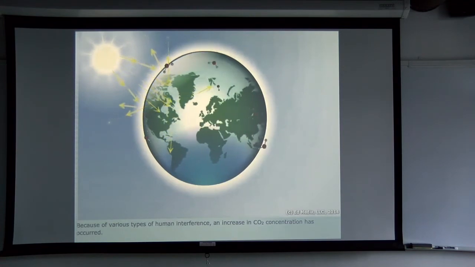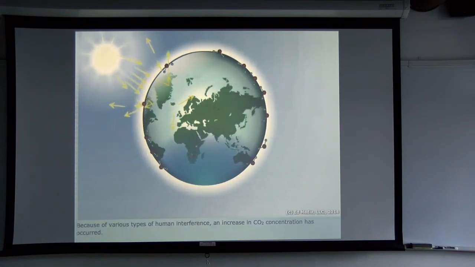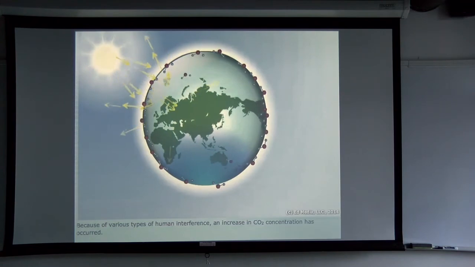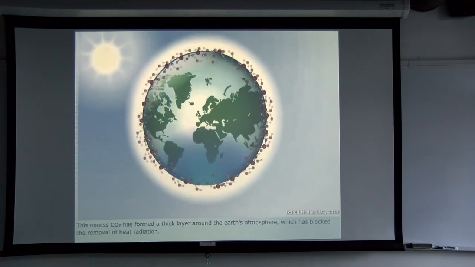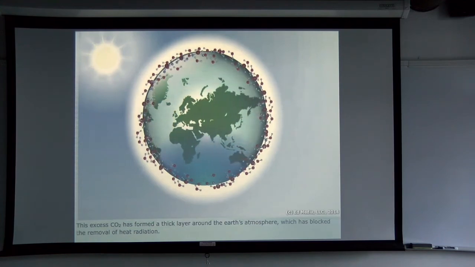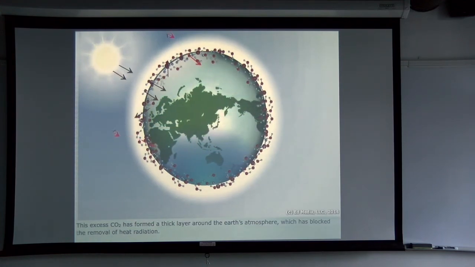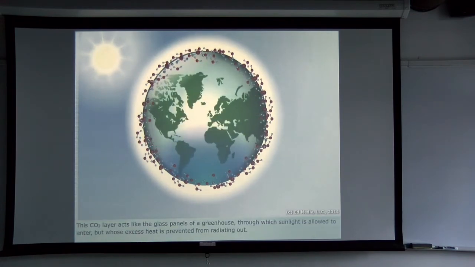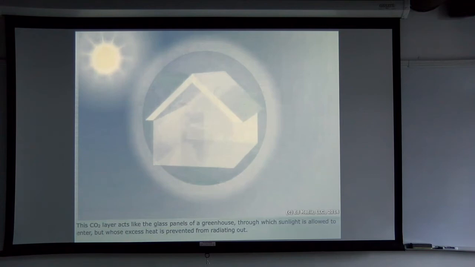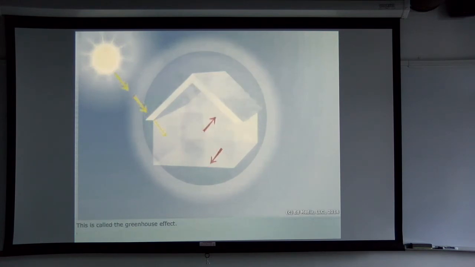Because of various types of human interference, an increase in CO2 concentration has occurred. This excess CO2 has formed a thick layer around the Earth's atmosphere, which has blocked the removal of heat radiation. This CO2 layer acts like the glass panel of a greenhouse, through which sunlight is allowed to enter, but whose excess heat is prevented from radiating out. This is called the greenhouse effect.